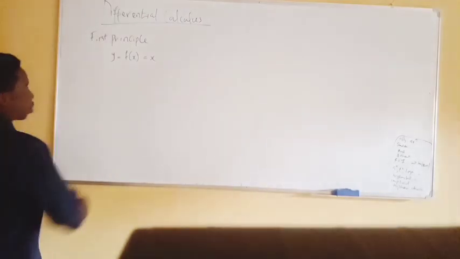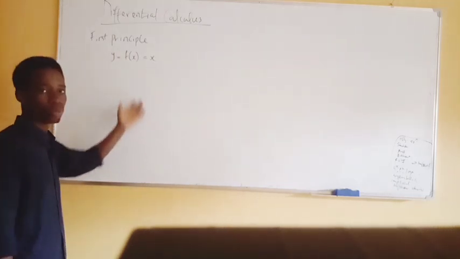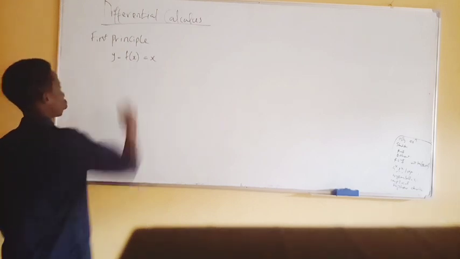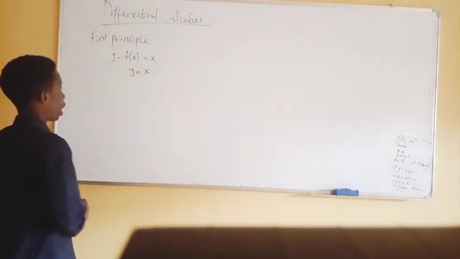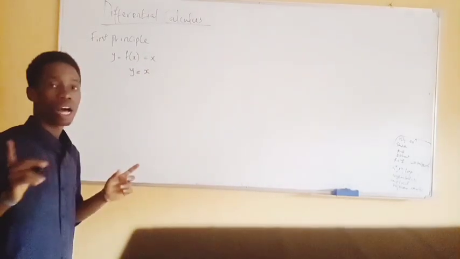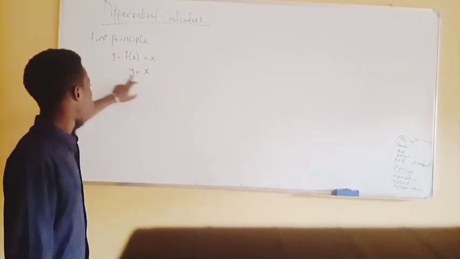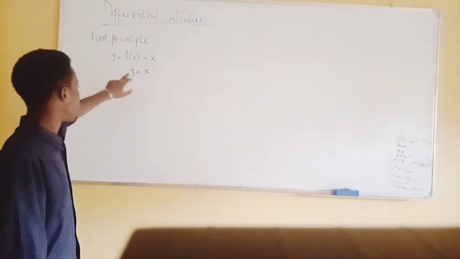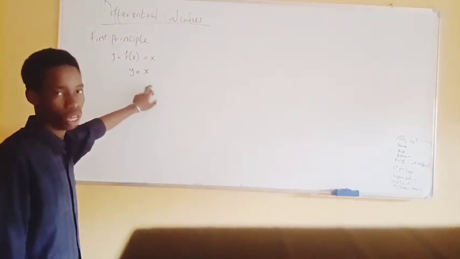Now, we'll take for example the function y is equal to f of x, which is x. This simply means y is a function of x. So if I take that equation, y is a function of x, and I want to differentiate, this is how we start. Now, x is an independent variable, while y is a dependent variable in this equation. Reason being that the value of y depends on what we assign to x.